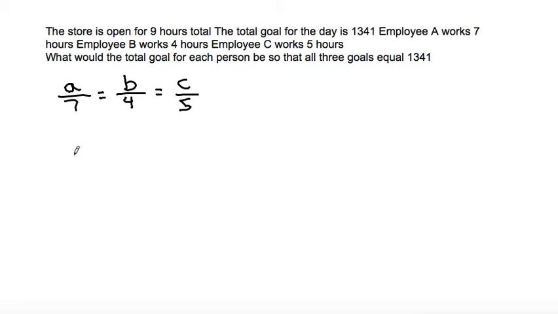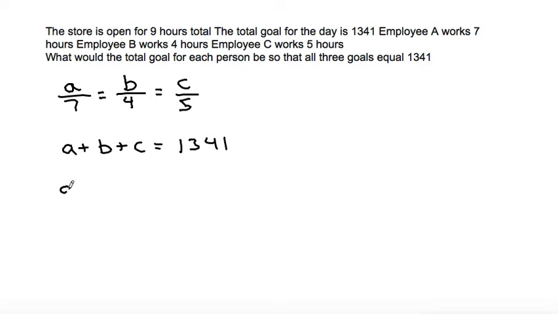Another equation that we can write is that we know that they all three add up to 1,341. So we can say A plus B plus C is equal to $1,341. So then using these equal ratios to each other, we can make all of these variables be the same variable. So let's say we want to turn them all into A.